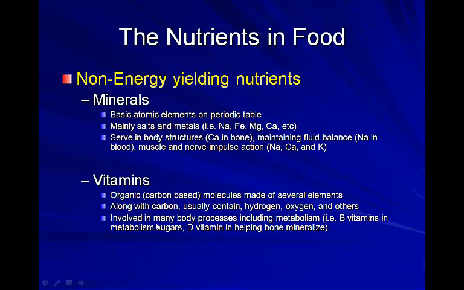Whereas vitamins, they can be degraded much more easily. They can be damaged in certain food processing. Extreme heats, extreme processing can damage vitamin content of food. And that's another reason why it's best to eat your food in the least processed form available. But again, they're both non-energy yielding nutrients, both needed in relatively small quantities. And we'll talk more later about some of the more specific functions.